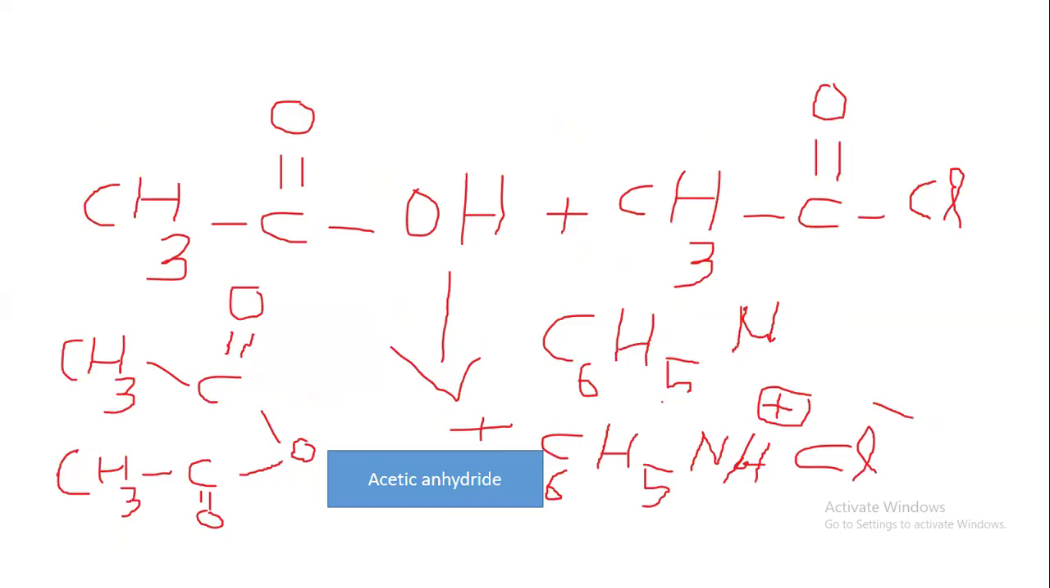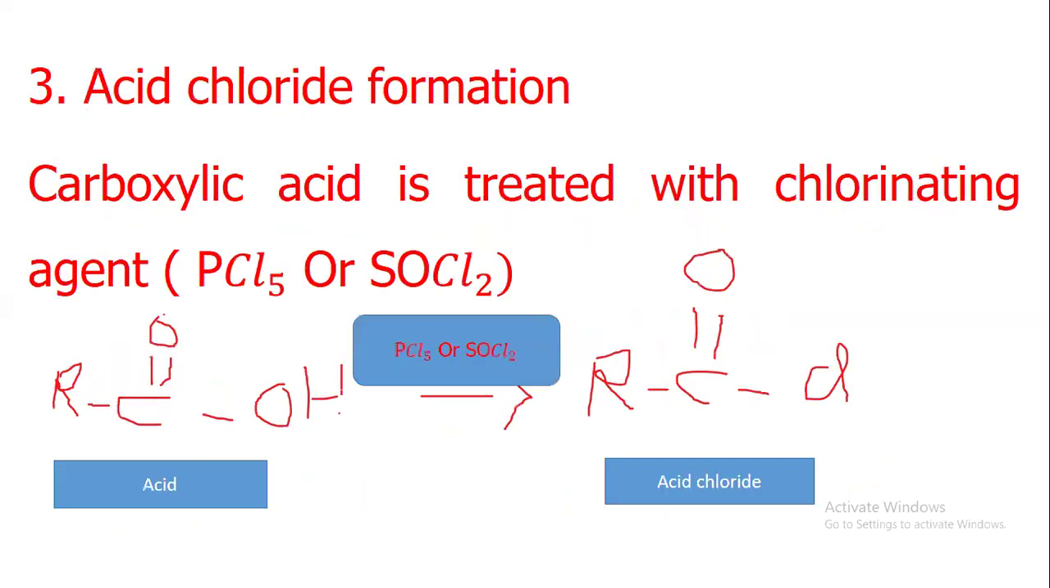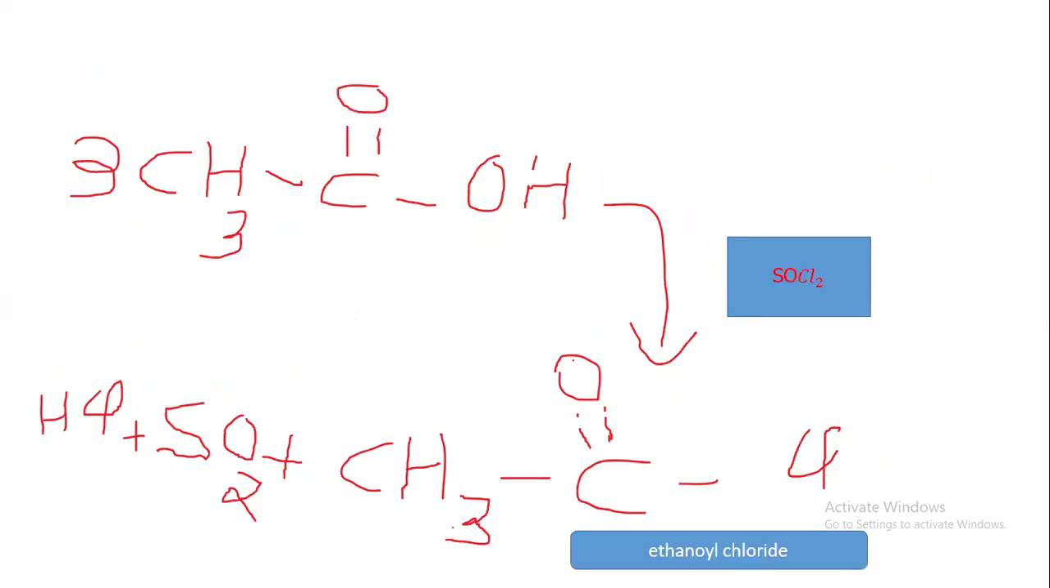Acetic acid and acid chloride produce acetic anhydride. Acid chloride formation: a carboxylic acid is treated with a chlorinating agent, phosphorus pentachloride, to produce acid chlorides. Ethanoic acid produces ethanoyl chloride.